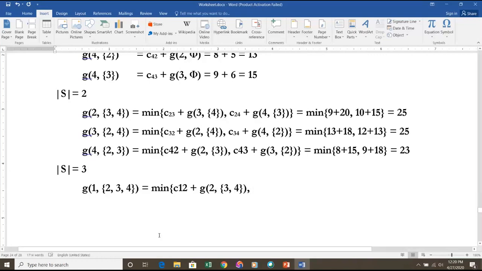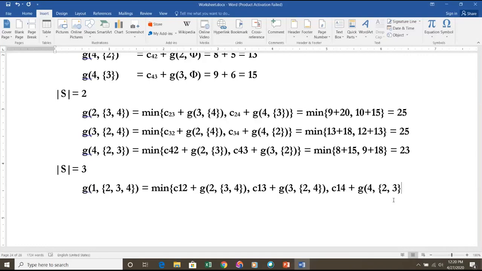Second option is C of 1 to 3 plus G of 3 comma {2, 4}. If you remove 3 from this, the remaining are 2 and 4. Okay. Next option is C of 1 to 4. The remaining are 2 and 3, plus G of starting from 4, taking 2 and 3 in the set. Yes. Now fill the values for this.